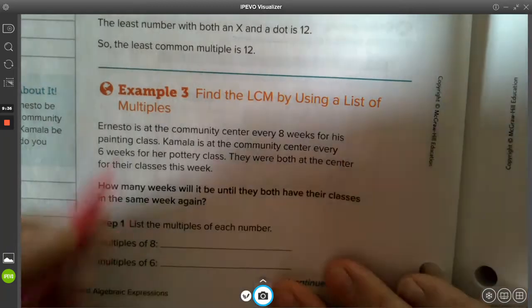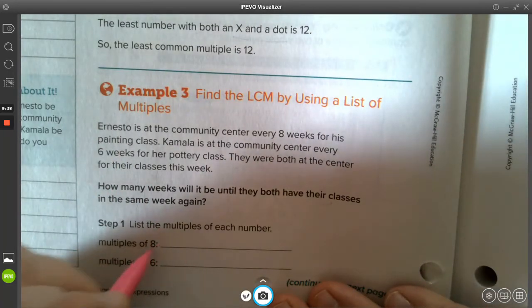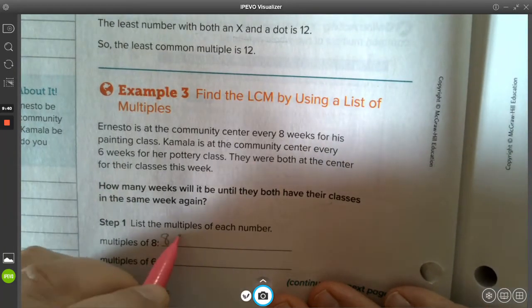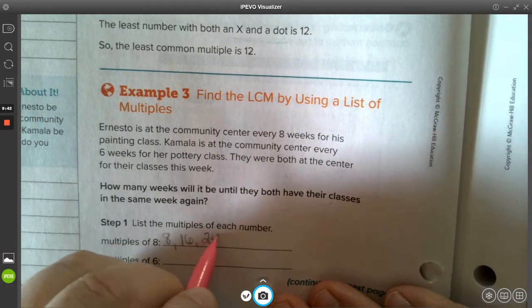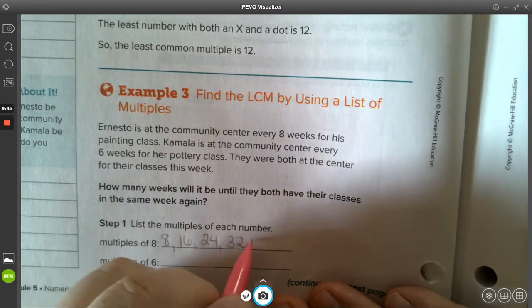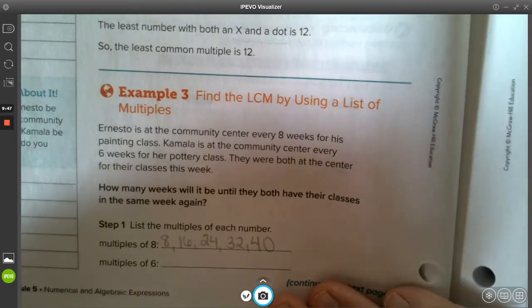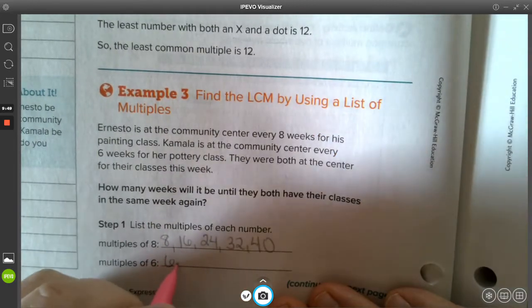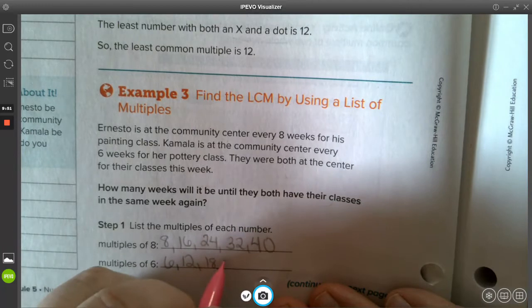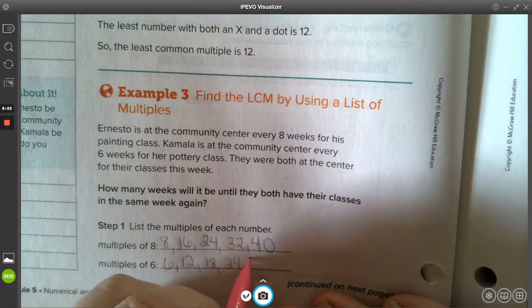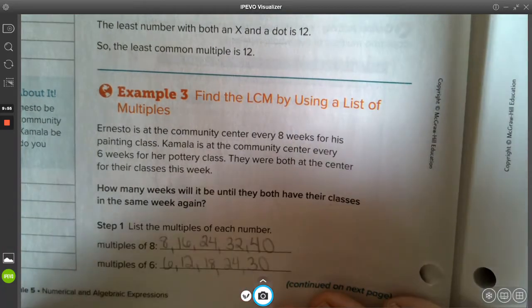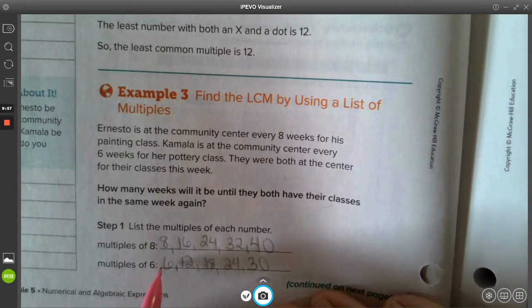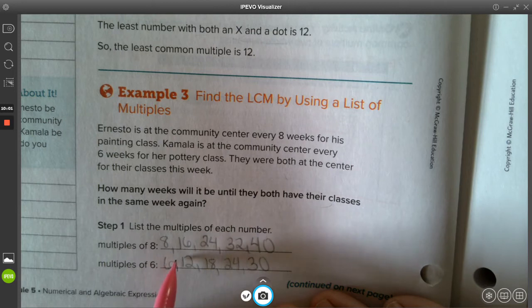So, one thing to do, start by listing the multiples. Multiples of 8: 8, 16, 24, 32, 40. Multiples of 6: 6, 12, 18, 24, and 30. Okay, so now we can figure out what's common. Well, 6 is not in both lists. 8 is not in both lists.